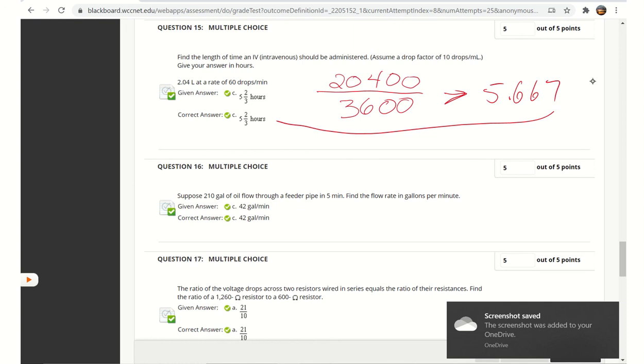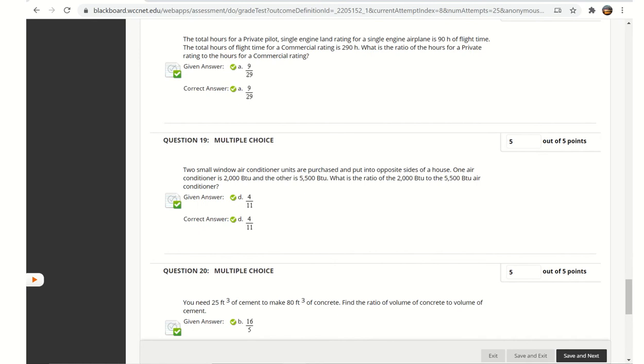210 gallons of oil flow through a feed pipe in 5 minutes. Find out the flow rate in gallons per minute. So we've got 210 gallons in 5 minutes, 210 over 5. That's going to end up giving us 42 gallons in each minute. And there's the answer there. For number 17, I think I did that one on the video that you watched initially. So we'll go ahead to number 18, 19, and 20.